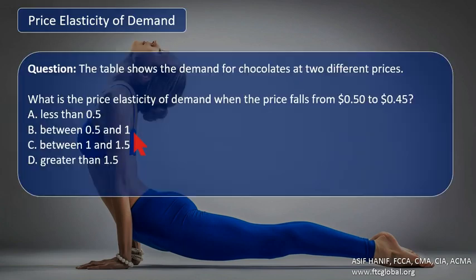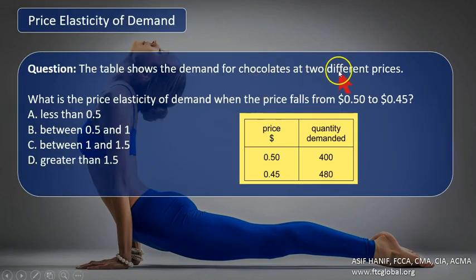Next, the table shows the demand for chocolates at 2 different price levels. What is the price elasticity of demand when the price falls from 0.5 to 0.45? Let's plug in the numbers. We know the formula to calculate the price elasticity of demand is percentage change in quantity demanded upon percentage change in price. Let us just plug in the right numbers.